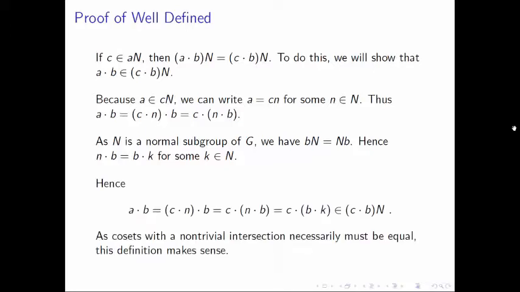Hence, if we put all those things together, substituting in all the right spots, a dot b is c dot n dot b, switch your parentheses by associativity, and then substitute in b dot k for n dot b. Now, use associativity again and switch that around. Think of this as c dot b multiplied by an element of N. That will be a member of this coset c dot bN. Thus, cosets with a non-trivial intersection, this coset a dot bN and this coset c dot bN, they have a non-trivial intersection, they have to be equal, and our operation is in fact well defined.